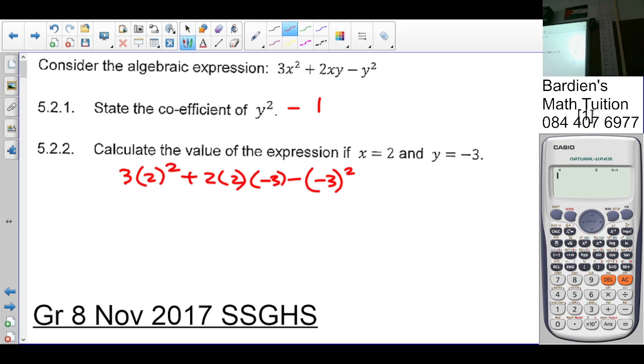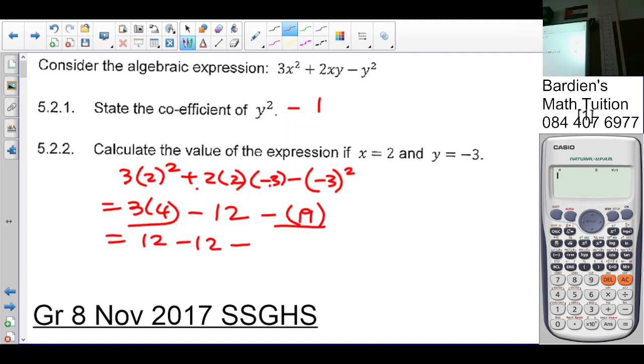So this will simply be 2 squared is 4, so it's 3 times 4. Positive times negative is negative. 2 times 2 is 4, times 3 is 12, negative. And apply the square on the negative 3. It's going to give you a positive 9. Let's simplify those terms first. So it's going to be 3 times 4 is 12, minus 12, minus 9. So the answer is negative 9. Okay.